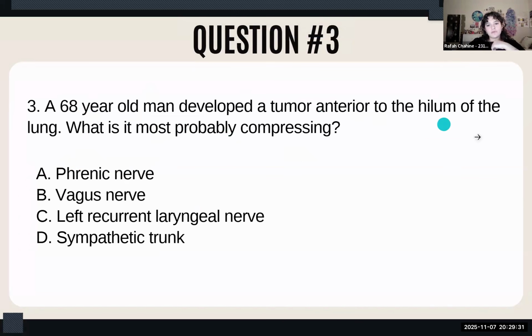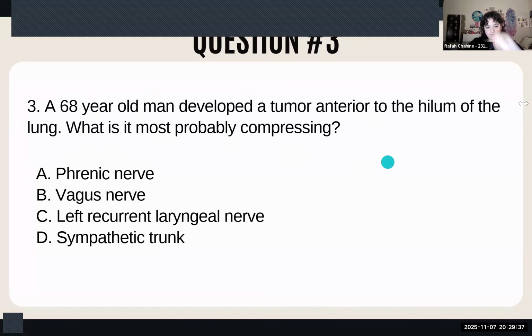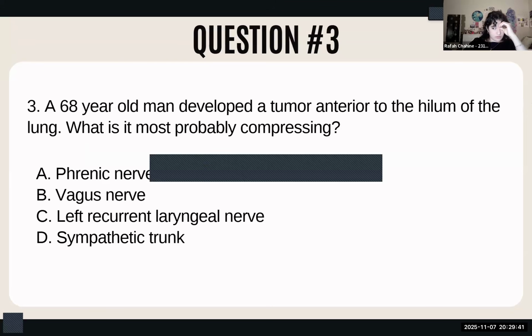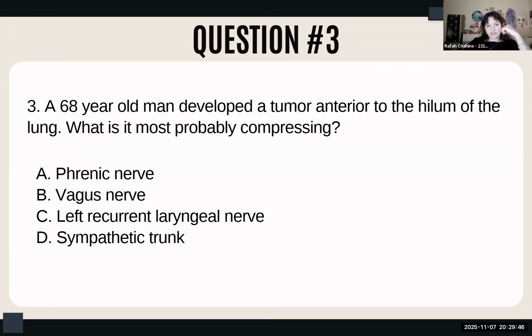Question number 3. A 68-year-old man developed a tumor anterior to the hilum of the lung. What is it most probably compressing? A. Okay, so you guys are correct. It is the phrenic nerve. Why? Because we said the phrenic nerve, from C5, C6, is anterior to the scalene and anterior to the root of the lung.